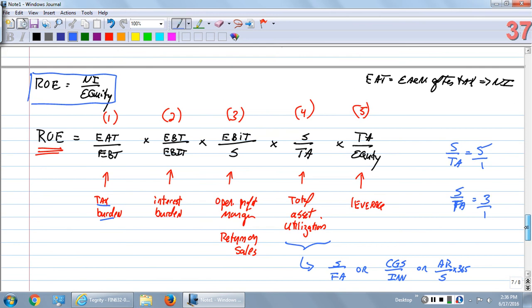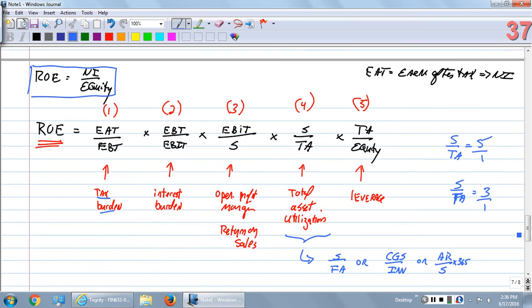Let's see here. What do you think you get if you multiply ratios 1 times 2 times 3 times 4? What are you going to get? Well, it looks like you're going to end up with net income over total assets, which is another type of measure of return on assets. I know our return on asset number was actually EBIT, I think, over total assets. But this gives us an idea of how much net income we've generated relative to all of the assets that we have in the firm.